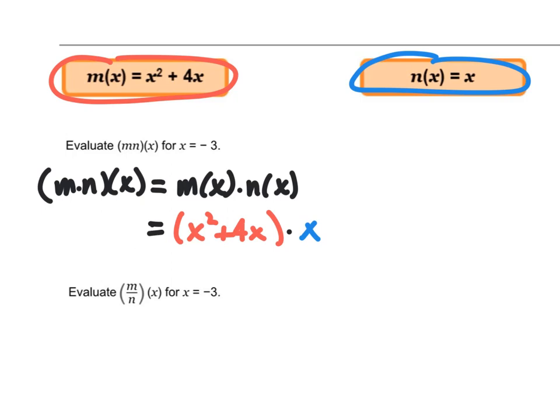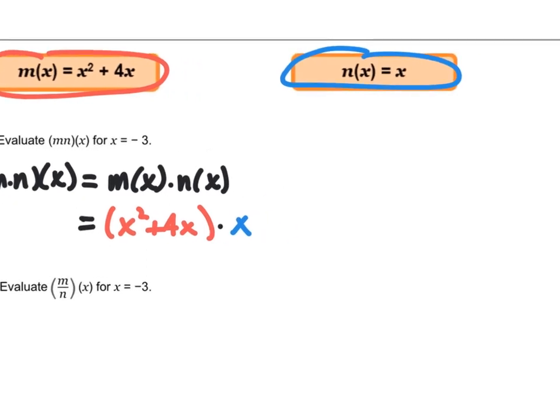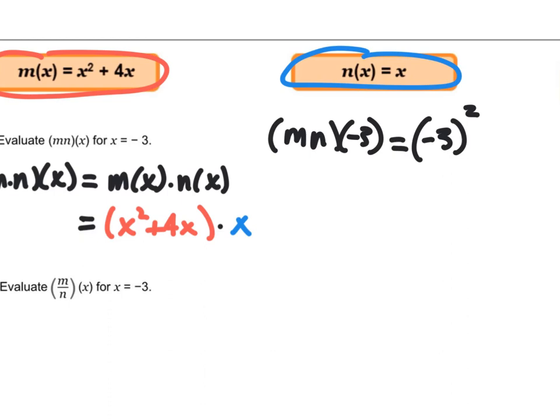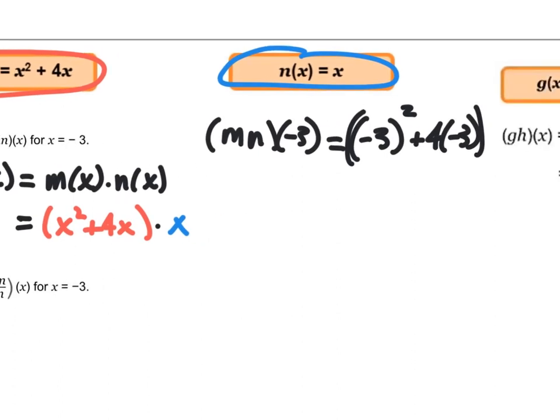It wants us to plug in negative 3, so let's figure out what mn of negative 3 is. Let's plug that in for x. We're just going to get the quantity negative 3 squared, plus 4 times negative 3, and then the whole thing is being multiplied by negative 3.